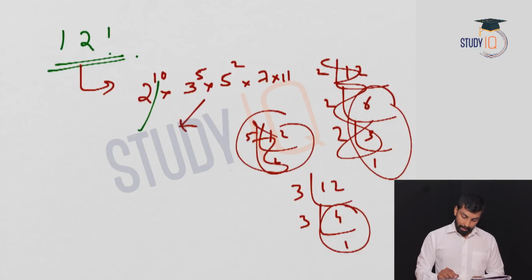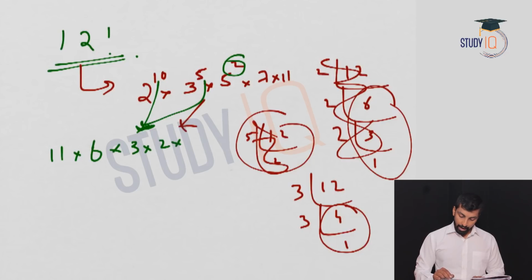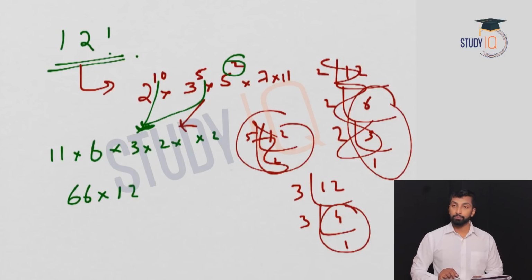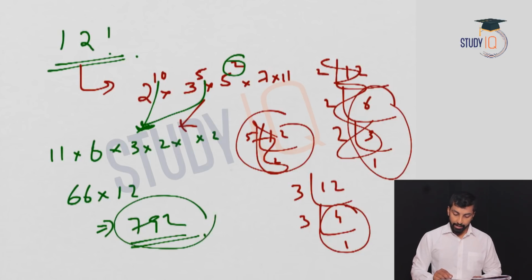So what is your answer? 10 plus 1, that is 11. 5 plus 1, that is 6. 2 plus 1, that is 3. And 1 plus 1, that is 2, and 2. So 66 into 12. How to multiply this faster? 66 into 10, 660. 66 into 2, 132. So 792. 792 factors are there. I hope this is clear for all of you.